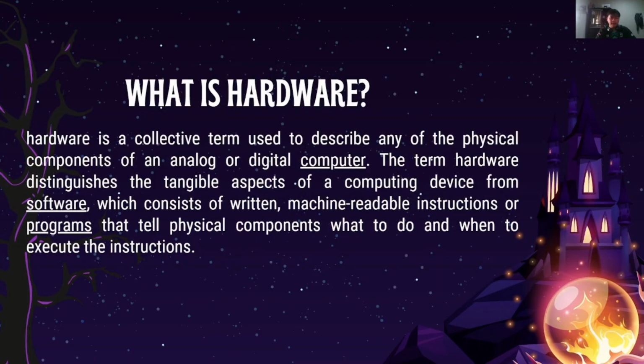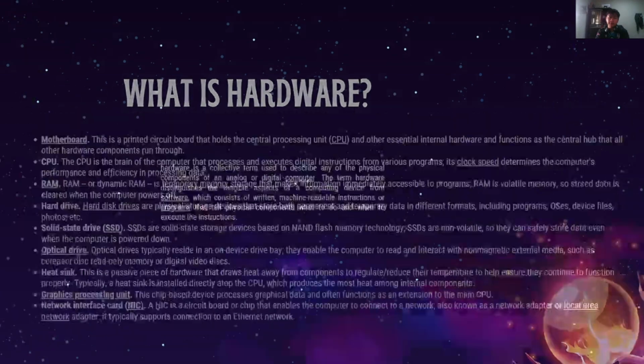Okay, the next topic is hardware. What is hardware? Hardware is a collective term used to describe any of the physical components of an analog or digital computer. The term hardware distinguishes the tangible aspect of a computing device from software, which consists of written, machine-readable instructions or programs that tell physical components what to do and when to execute the instructions.